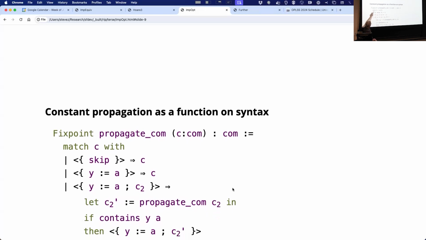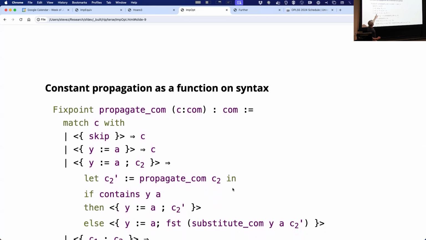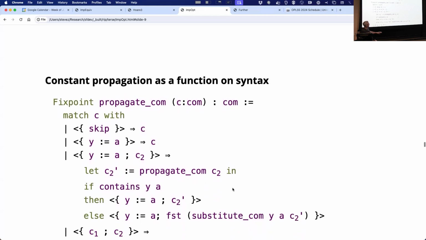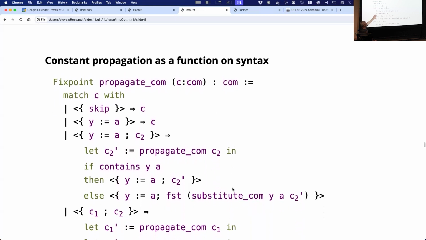Well, it walks over the command, and in the case where we have a sequence where we have an assignment, y gets a, followed by some more commands, we constant propagate the continuation C2, and then we do a little bit of work to say, if a contains y, we better not substitute because we're mutating the value of y here. That's going to change the meaning of the program. But if not, then we can substitute a for y in the continuation, otherwise we leave the program alone. So this is constant propagation.